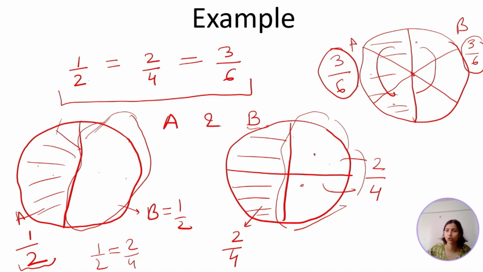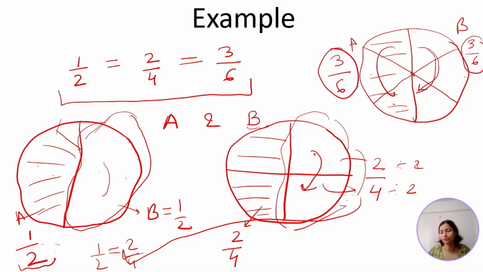But again, if you see, the total size of the 3 pieces is the same as the total size of 2 pieces here, is the same as the size of 1 piece here. So 1 by 2, 2 by 4 and 3 by 6 are equivalent fractions. So if we multiply the numerator and denominator by the same number, we get an equivalent fraction. Or if we divide the numerator and denominator by the same number, like in this case 2, we will get the same or equivalent fraction.